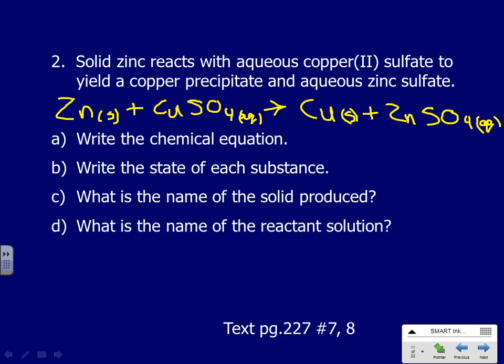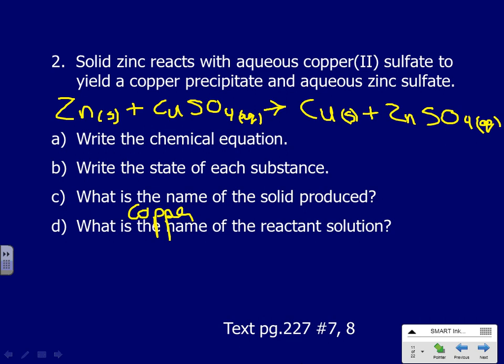Write the state of each substance. We did it. What's the name of the solid produced? I think it's pretty obvious. Copper. What they're testing out for you to know is that the precipitate is a solid. It's forming a solid as it comes out of solution. And the aqueous means that this is still dissolved, so we wouldn't see it. There's nothing to see there. It would be all transparent, and zinc, I think, is colorless, but I'm not sure. I'd have to take a look.